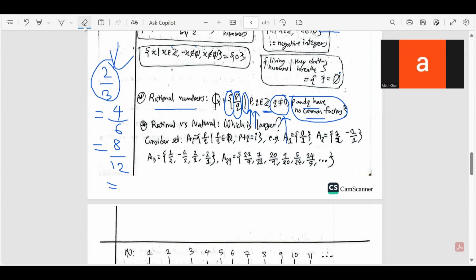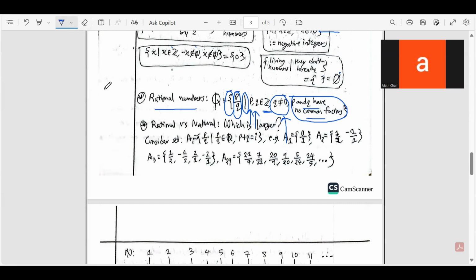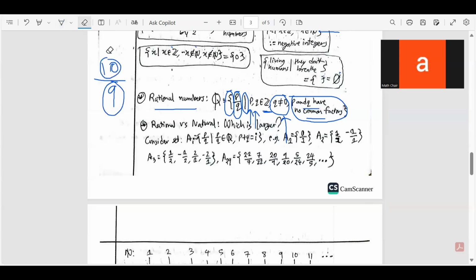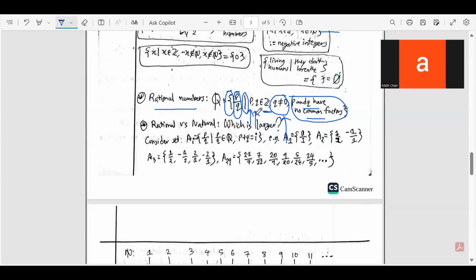So 2 and 3 are prime numbers. They don't have any common factors. So that's a form that we could choose, although it's not necessary that they must be prime. Another example could be the numbers 10 and 9. 10 and 9 don't have common factors, but they're not prime. So these are examples of elements that we will see in the set of rational numbers.